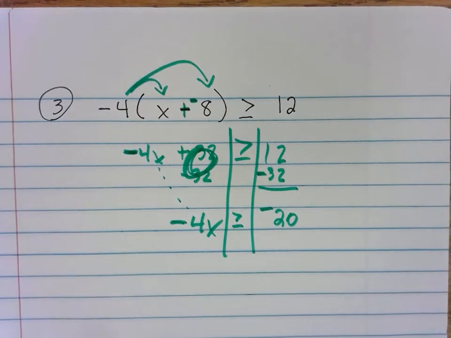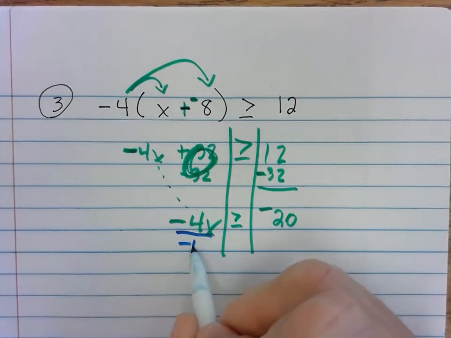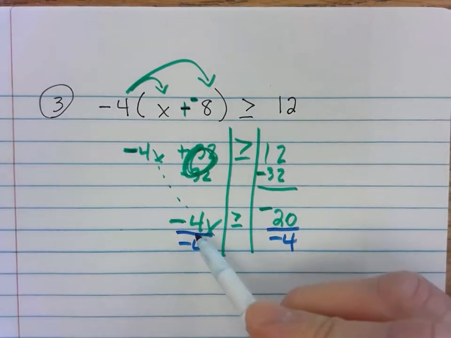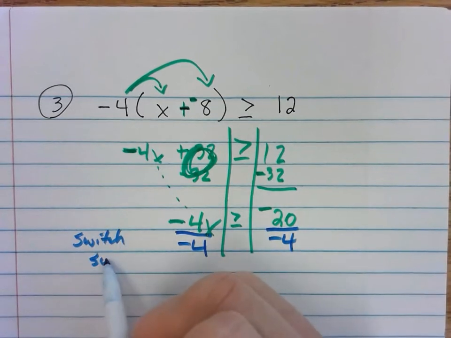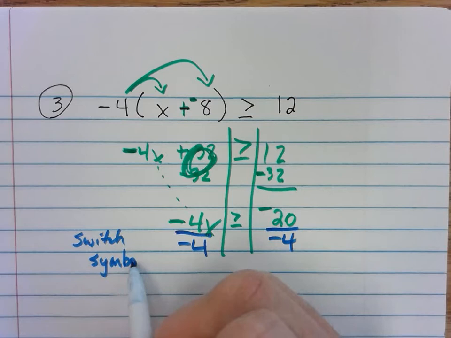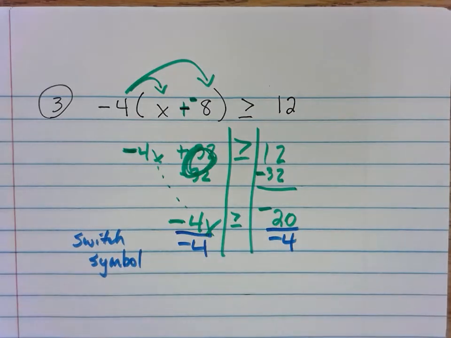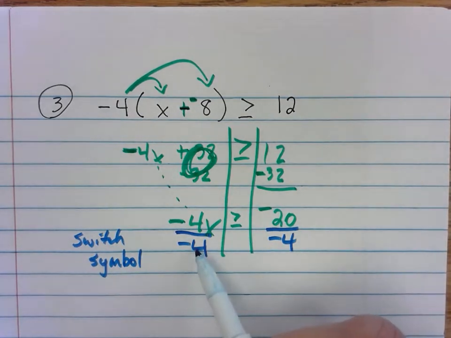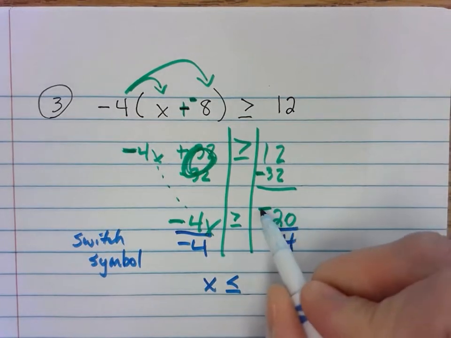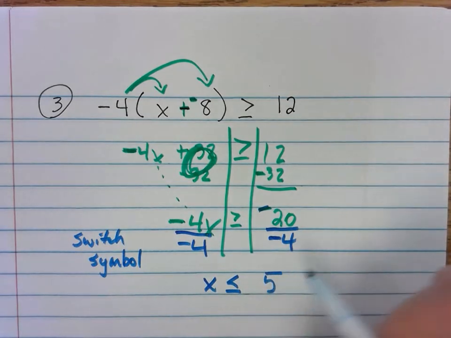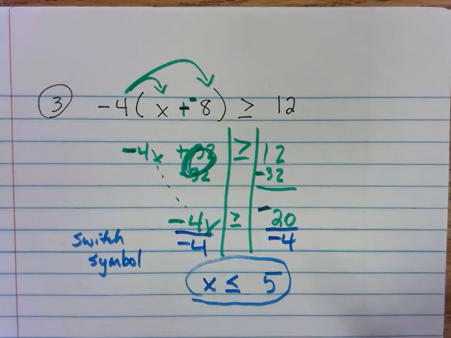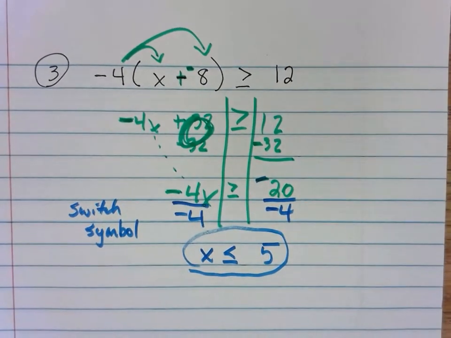Here is the key to the whole thing at the end. I have to divide by a -4. So when I divide by that negative, that is going to switch my symbol. Am I going to switch the symbol in this problem? Yes. I'm switching the symbol because I divided by a negative. So it's going to go from greater than or equal to, to less than or equal to, and a negative divided by a negative is a positive, and 20 divided by 4 is 5. So the proper answer to this inequality is x is less than or equal to 5.